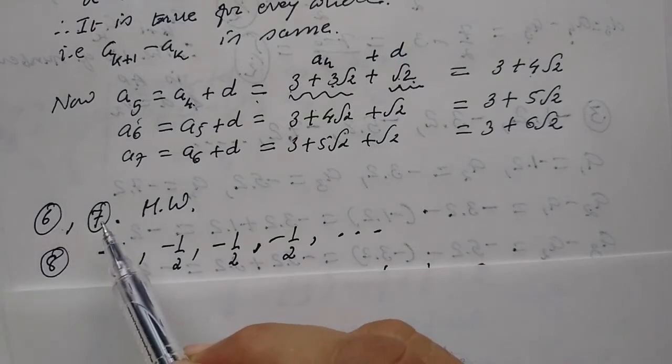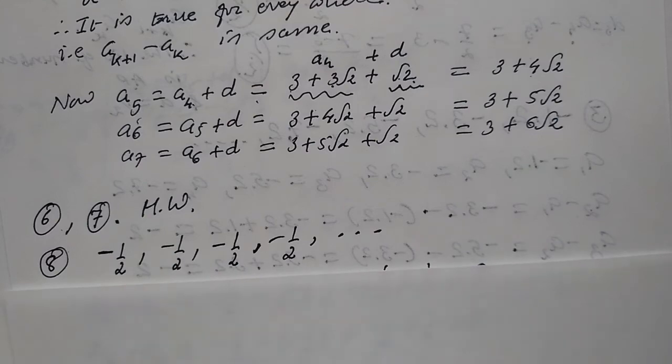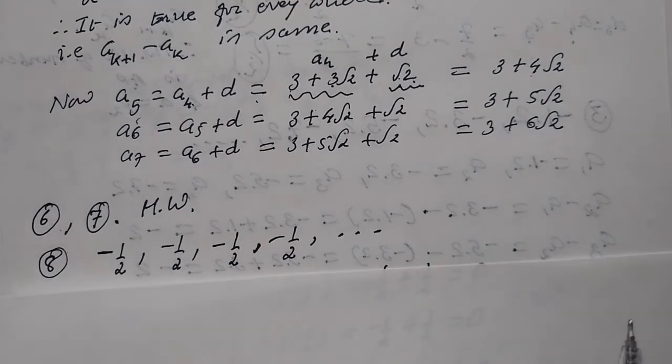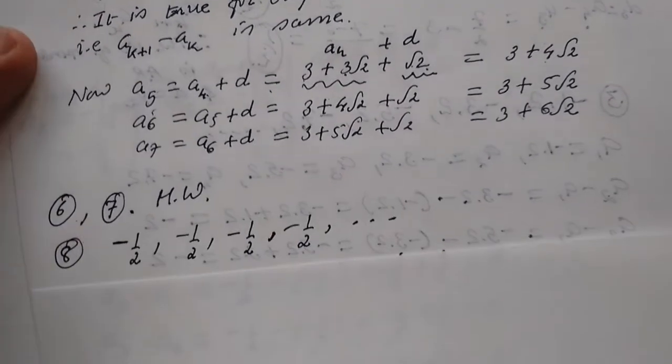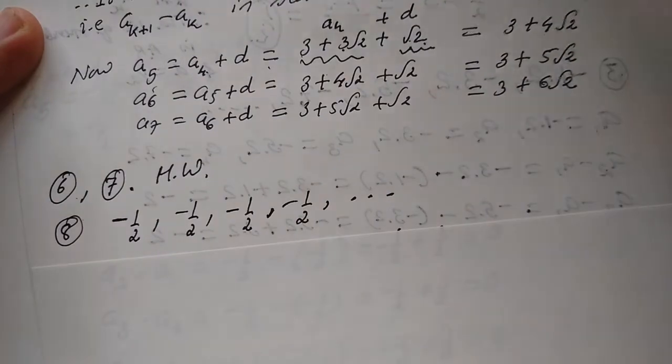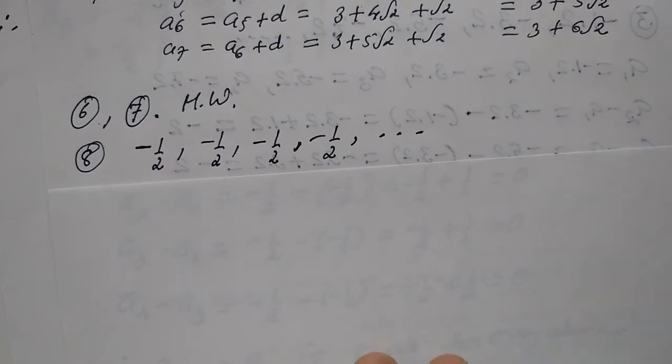Question number 6 and 7, children, very easy. So try at home yourself. Now children, question number 8. Children, question 8 is very easy. Here you can see that minus 1 upon 2, minus 1 upon 2, minus 1 upon 2. Obviously this is an AP, but steps we have to write.